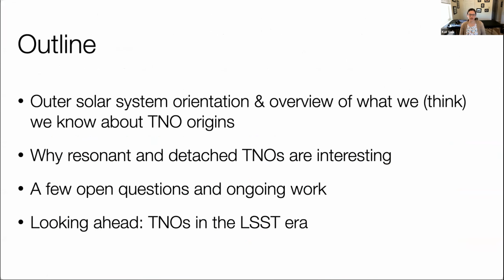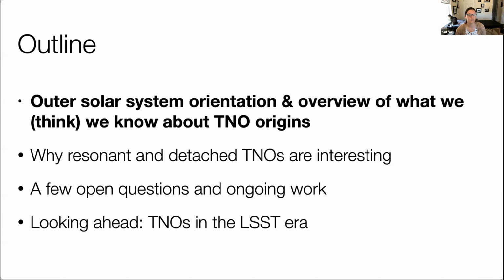So I'm going to start with an overview of the outer solar system populations, the transneptunian objects, then talk about why the TNOs in resonance with Neptune and those that are so-called dynamically detached or extreme objects are particularly interesting to constraining the solar system's past. Identify a few of the open questions related to some ongoing work I'm doing, and then end with some thoughts about what's coming with LSST and what that means for outer solar system small body science.